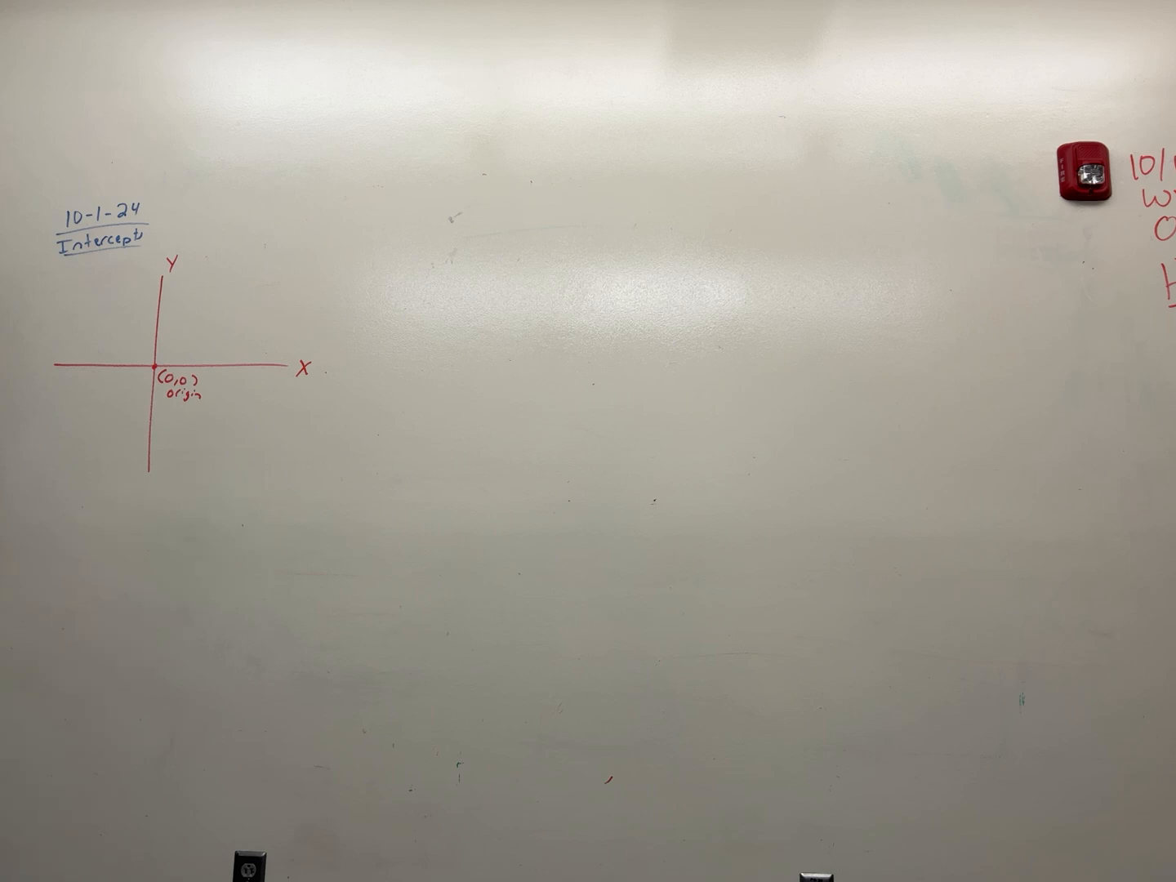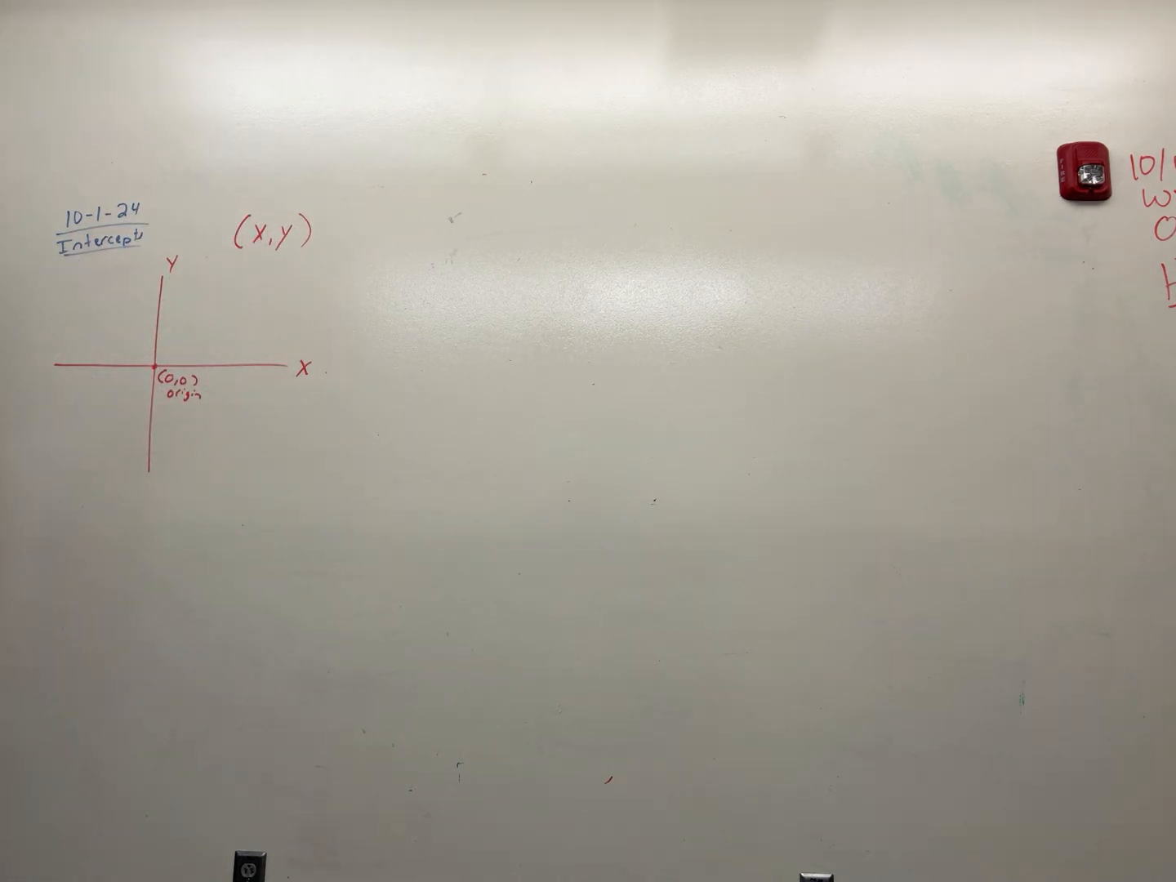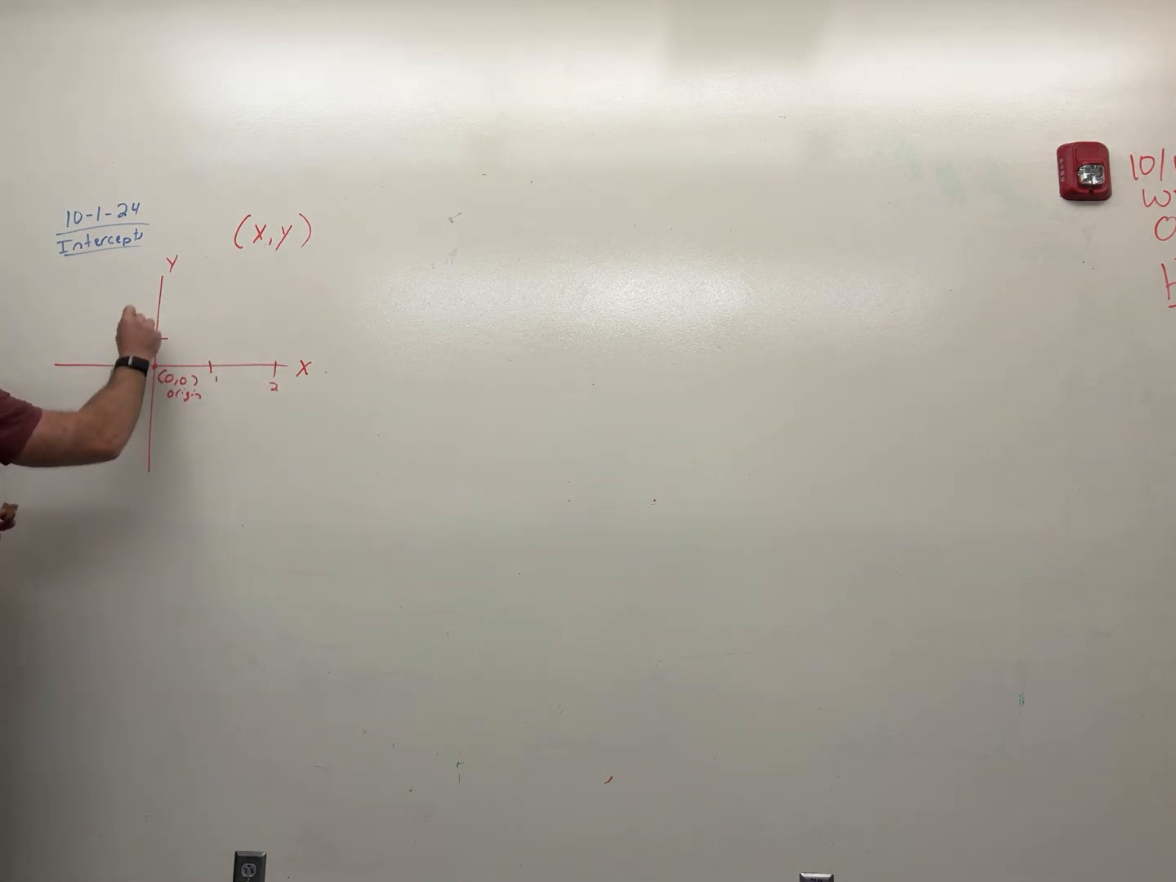Okay? The place where the x and y intersect is called the origin. It is at the ordered pair 0, 0. Ordered pairs are in the form x, y. Positive numbers are right and up, negative are left and down.